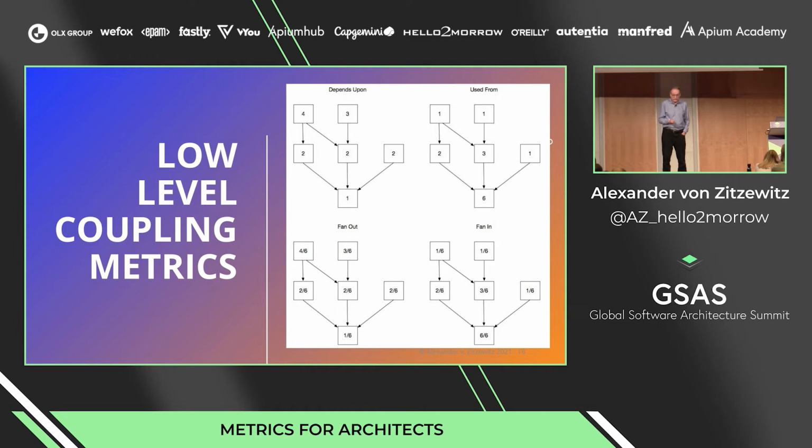Now, the funny thing is if I add up depends upon numbers and used from numbers from the same graph, they always come out to be the same sum. Because a dependency has 2 endings, so the one metric looks at one end of the dependency, the other metric looks at the other end of the dependency. Now I can normalize those metrics and get fan out and fan in. Basically what I do, I divide by the number of elements to get something like a percentage value. So fan out would tell me on what percentage of the system do I depend directly or indirectly, and fan in is what percentage of the system depends on me directly or indirectly.